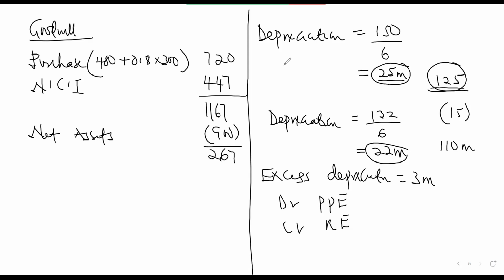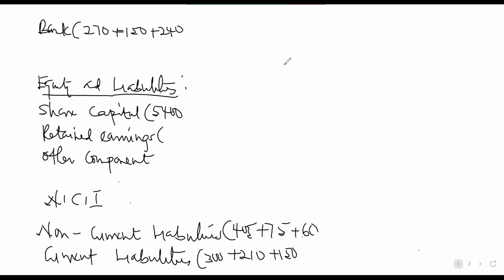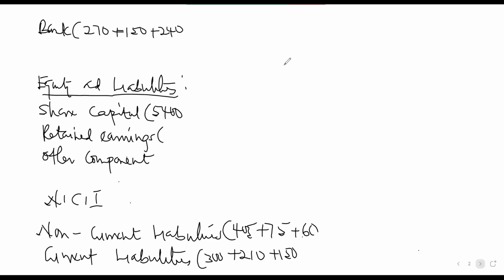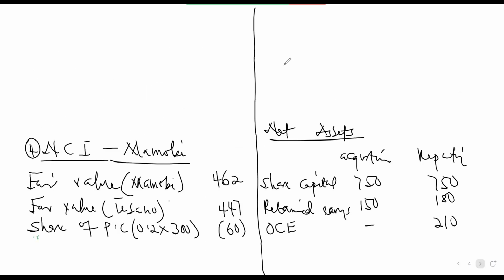So this will be the value of the asset that will be added to the PPE. But this value will be used for 6 years. So you depreciate it. That will be 132 divided by 6, so we are having 22. The 150 has already been added, but we are supposed to subtract the 18 from it to reduce it to the 132. And that is how we have subtracted the 18 from the tangible asset.